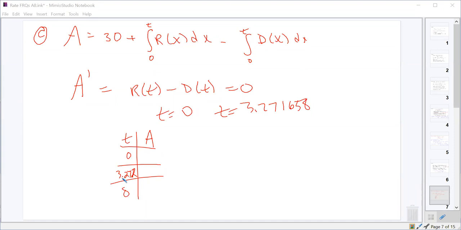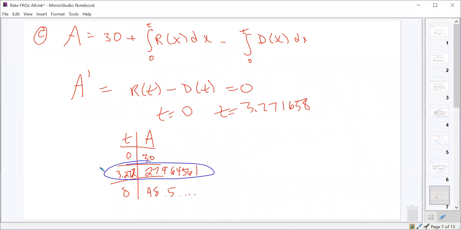Okay, so we've got our endpoints and our critical values here. And then we'll just evaluate A at each of those. So A at 0 is 30 plus 0 minus 0. So that's just 30. And then you use your calculator to evaluate the integral from 0 to 3.27, whatever it was, of r minus d. And that one would give you 27.9645561. And when you did it at 8, you'd get 48.5 something or another.